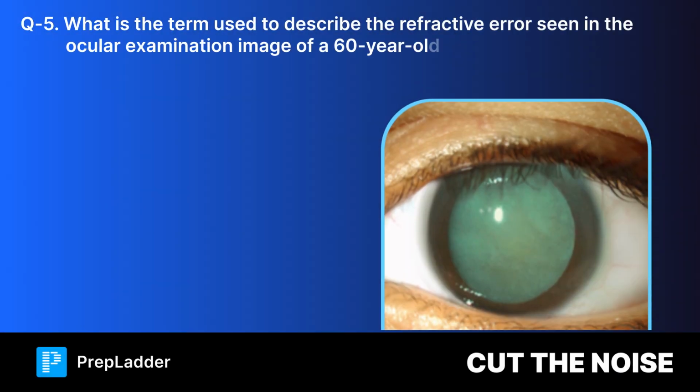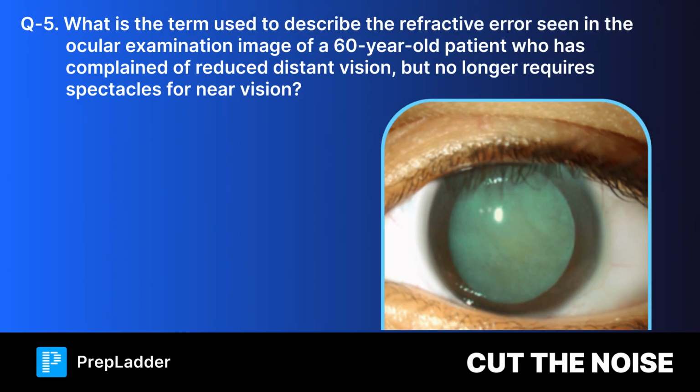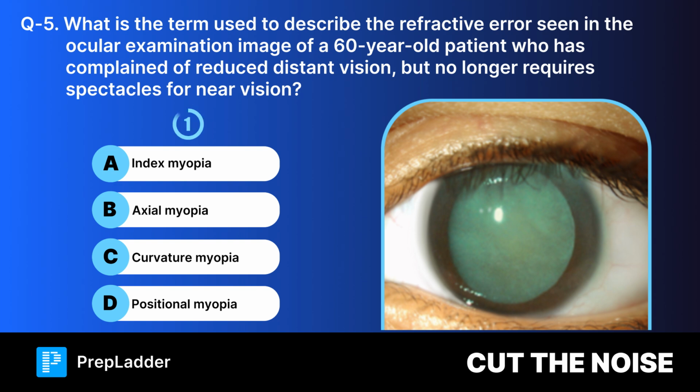Question number 5. What is the term used to describe the refractive error seen in the ocular examination image of a 60-year-old patient who has complained of reduced distant vision, but no longer requires spectacles for near vision? Your options are. And the correct answer is index myopia.